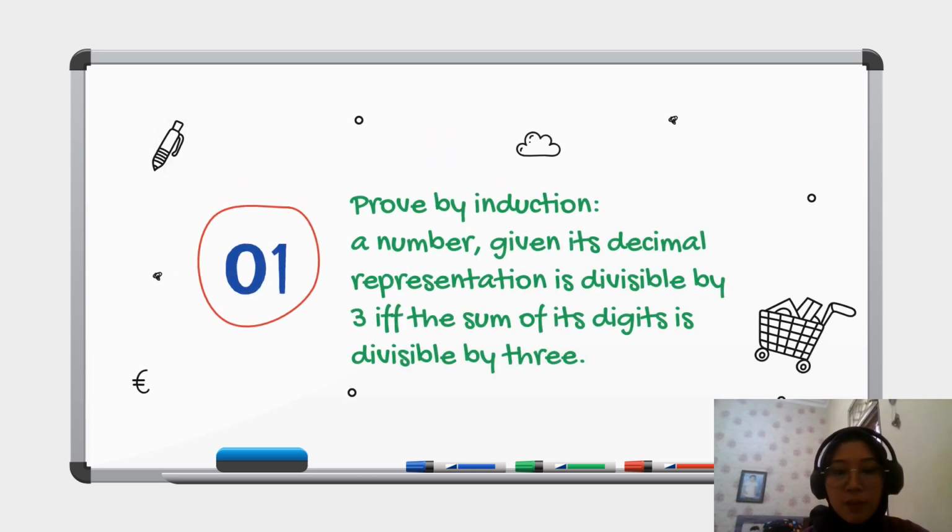Okay, the first problem is proof by induction. A number given its decimal representation is divisible by 3 if and only if the sum of its digits is divisible by 3.